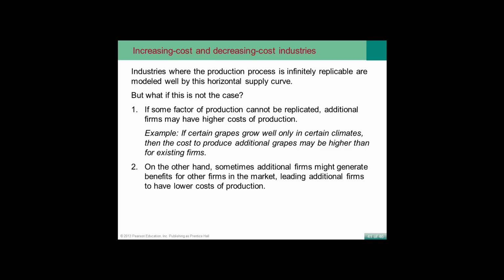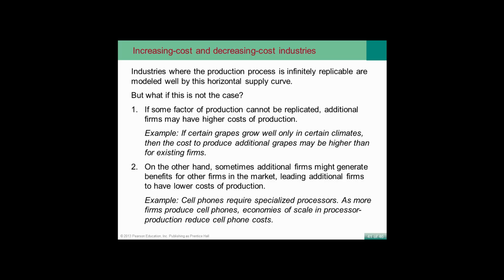for existing firms. On the other hand, sometimes additional firms might generate benefits for other firms in the market, leading additional firms to have a lower production cost. Cell phones require specialized processors. As more firms produce cell phones, economies of scale in the processor reduce the cell phone cost.